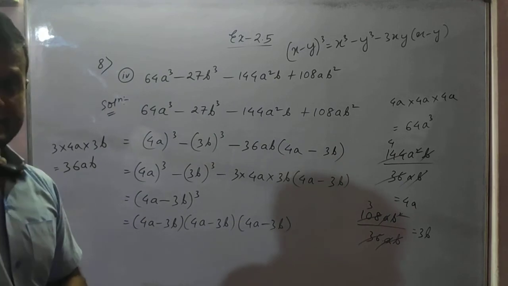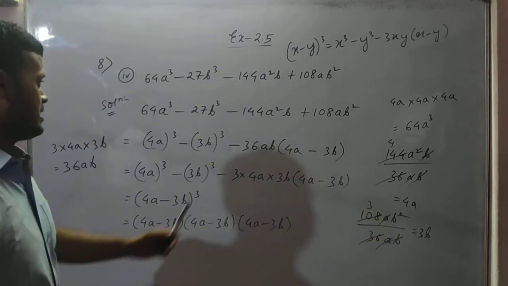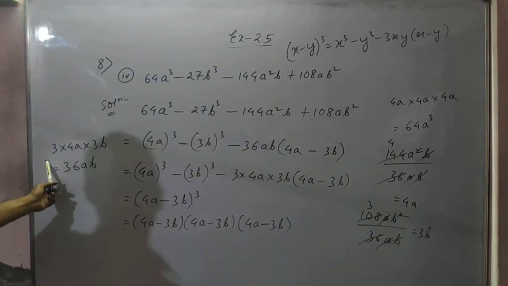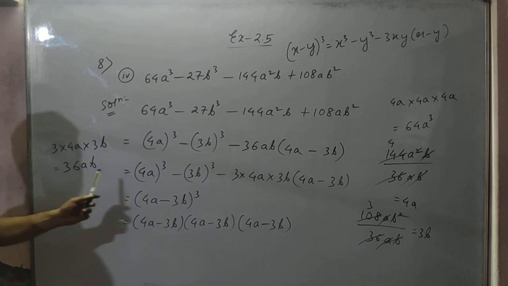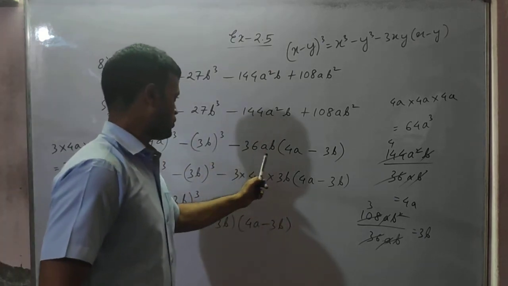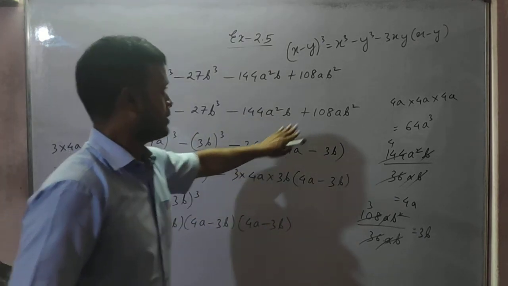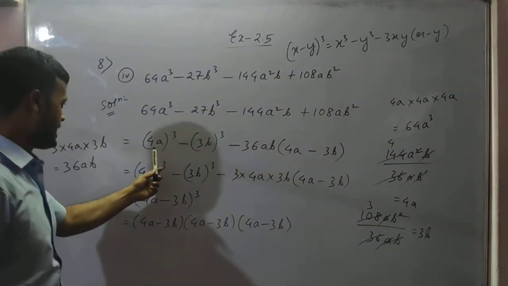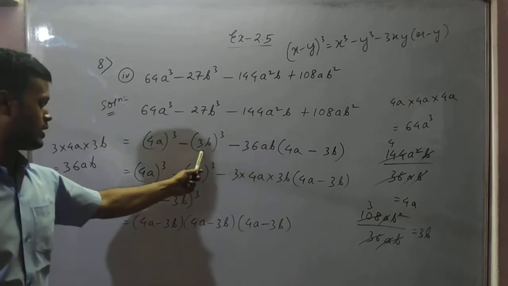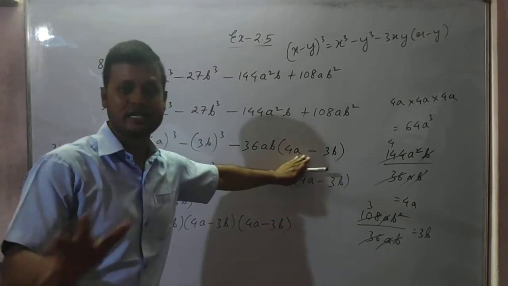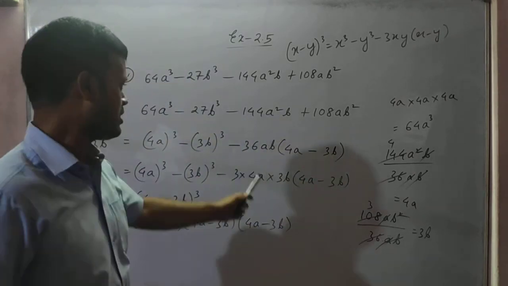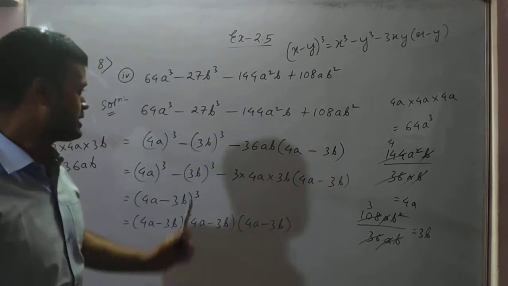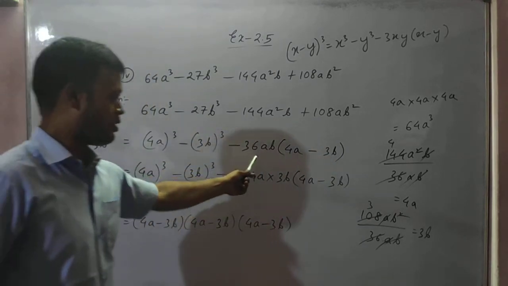So what will remain? 3b. Understood? And one more thing is that, when you multiply this 3 into 4a into 3b, that means this is 3xy, isn't it? So when you take 3xy common, inside the bracket you will always get x minus y. Here what is x? 4a, and what is y here? 3b. This will always come. Okay, no need to worry. Just this process must be correct. The cubes must be correct and this common must be correct.